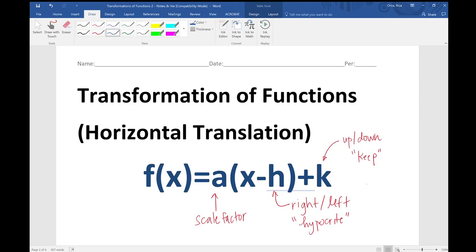Welcome back, class. Today we are looking at transformation of functions, in particular horizontal translations, and this is part 2 of our lesson. Just to review, we have f of x equals a times (x minus h) plus k. A is our scale factor. H will move the graph either right or left. Think of it as a hypocrite because it does the opposite of what you see. And k will move the graph either up or down. And with k, you keep the value.